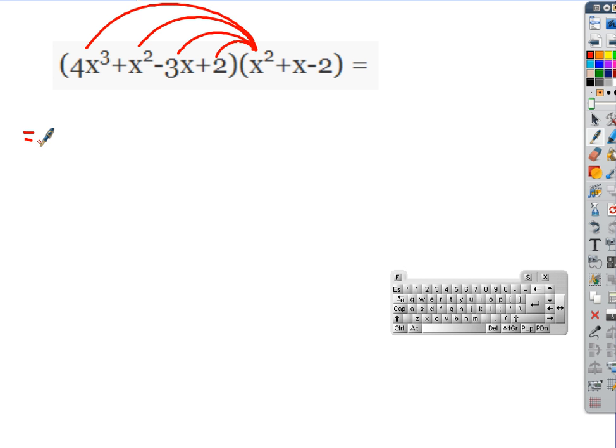x squared times 4x cubed. 4x to the 5th. Multiply like base as you add the exponents. Plus x squared times x squared, we agree x to the 4th, minus, what's this one going to be? x squared times minus 3x. Minus 3x cubed, next. 2x squared. Okay, now let's distribute the x.